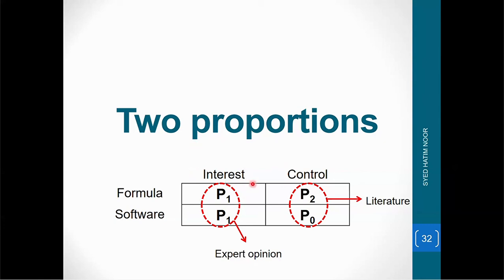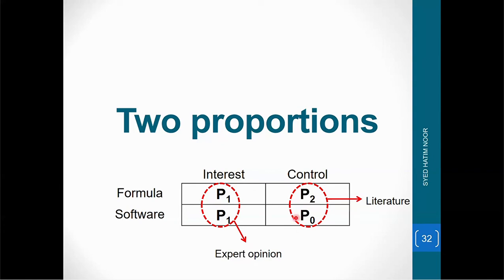In the smoking group, in the heart disease group, you have interest, and you have control in the no heart disease group. That's why you can see interest and control. Interest, the symbol is the same between formula and software: P1. Control, the symbol is a bit different: P0 in the software, but written as P2 in the formula. But actually it's the same thing, for control. Just the symbol is different, but the calculation is the same.